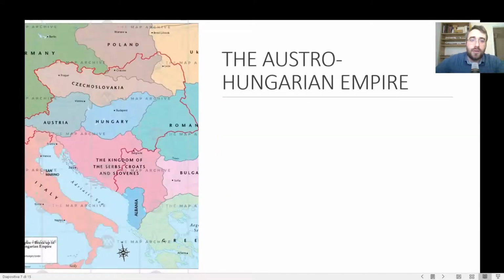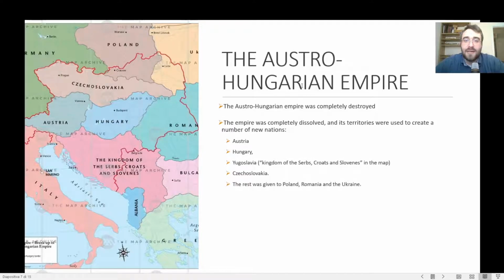Moving on to the Austro-Hungarian Empire. Now, if Germany and Russia had been weakened, an even worse fate awaited the Austro-Hungarian Empire: complete destruction. Look at the map here. It shows the borders of 1919, while the red line shows the border of Austria-Hungary in 1914. The empire was completely dissolved, and its territories were used to create a number of new nations. First of all, Austria and Hungary.